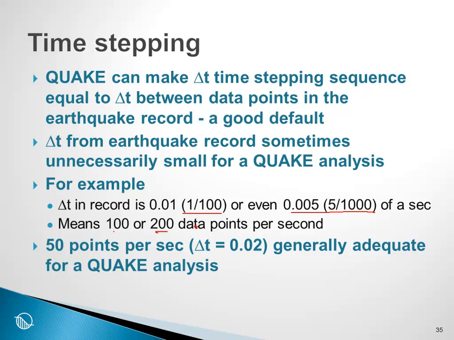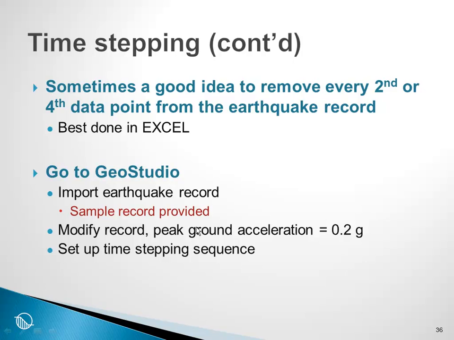So while it is probably somewhat cumbersome to take a record and remove the odd point or every other point, it is nonetheless a worthwhile effort to spend some time on preconditioning the record, because otherwise the QUAKE-W analyses become too cumbersome and too tedious. So as I've already noted here in this slide, sometimes a good idea to remove every second or fourth data point from the earthquake record. Generally, this is best done in Excel.